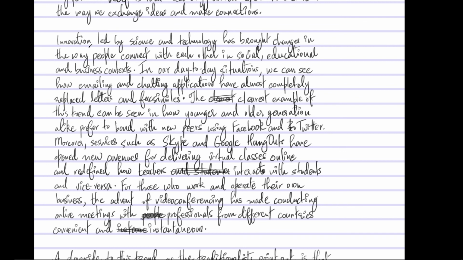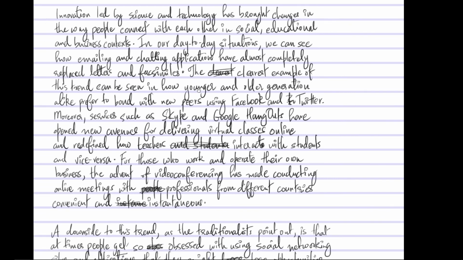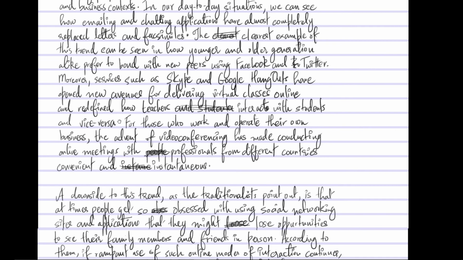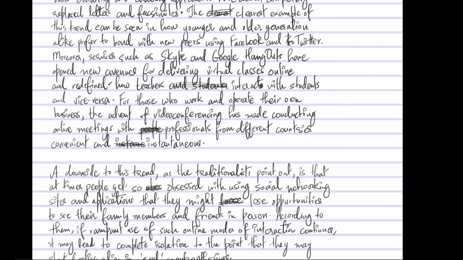Let's look at the first body paragraph. Innovation led by science and technology has brought changes in the way people connect with each other in social, educational, and business contexts. In our day-to-day situations, we can see how emailing and chatting applications have almost completely replaced letters and facsimiles. The clearest example of this trend can be seen in how younger and older generation alike prefer to bond with new peers using Facebook and Twitter. Moreover, services such as Skype and Google Hangouts have opened new avenues for delivering virtual classes online and redefined how teachers interact with students and vice versa.